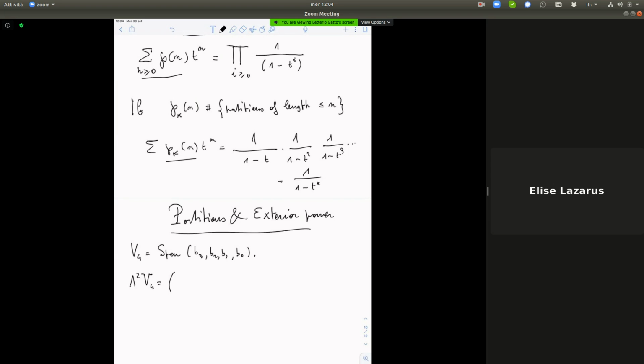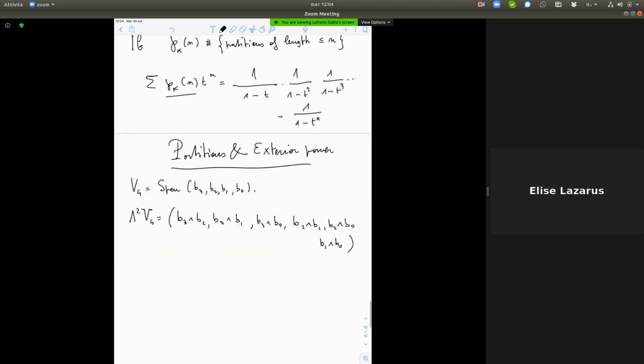I want the basis of this. I would do B3 wedge B2, B3 wedge B1, B3 wedge B0, B2 wedge B1, B2 wedge B0, and B1 wedge B0, right? Is it okay? Elise? Yes. Okay.